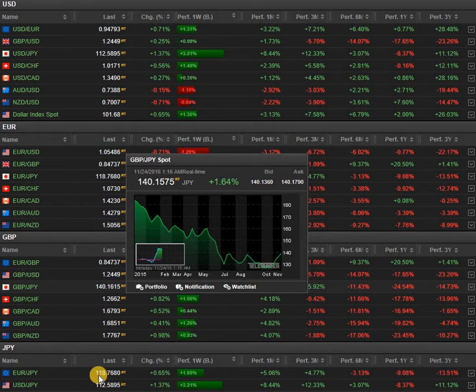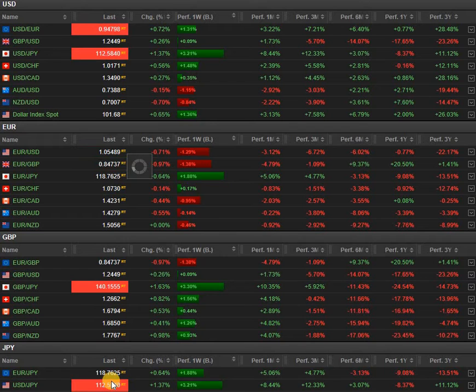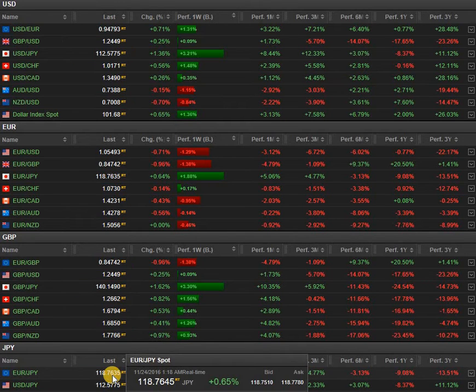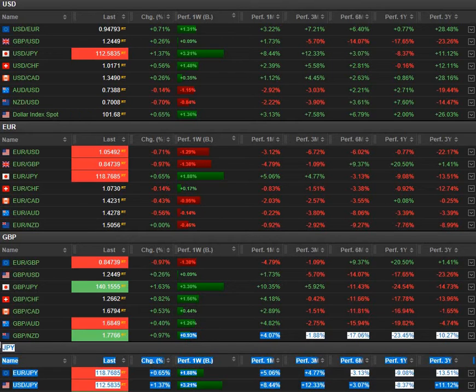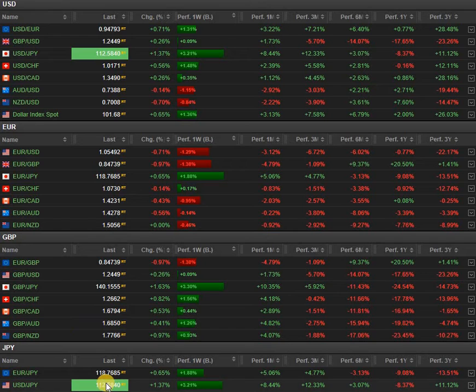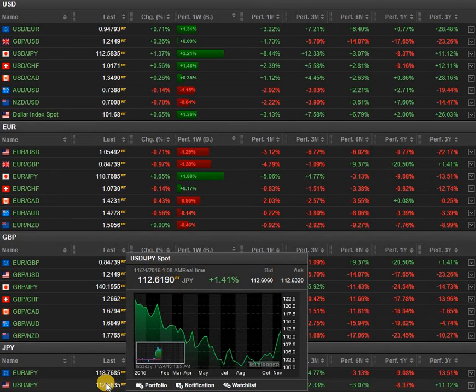And last but not least, here you have the Japanese yen crosses. You have Euro Japanese yen, which is again falling. Why not? Because Euro is getting down and Japanese yen is going up. USD JPY, we already heard a word about USD JPY, which is moving up. So this is how the world of foreign exchange moves, and this is how the crosses move.